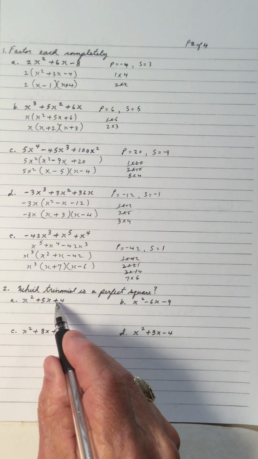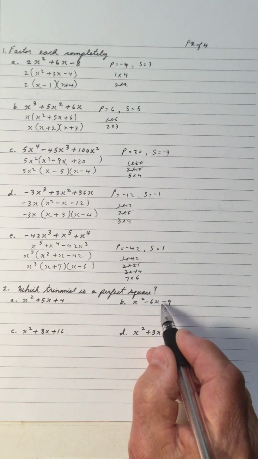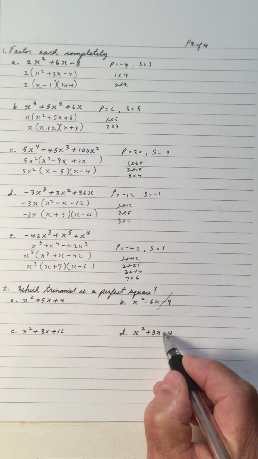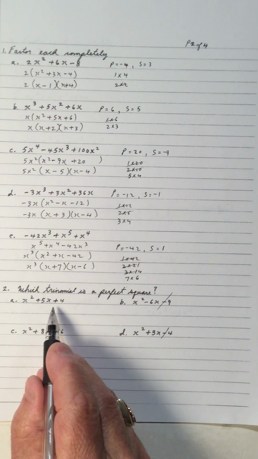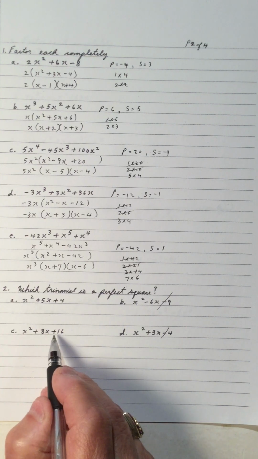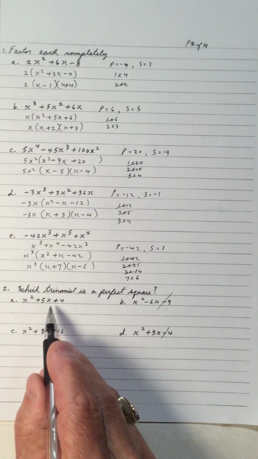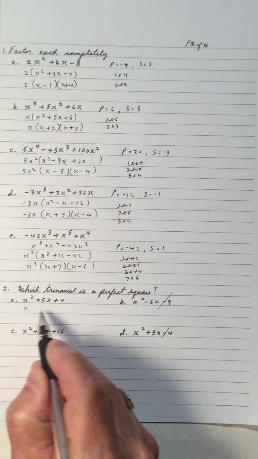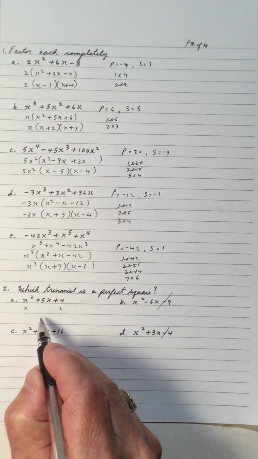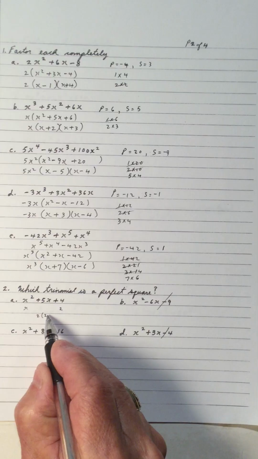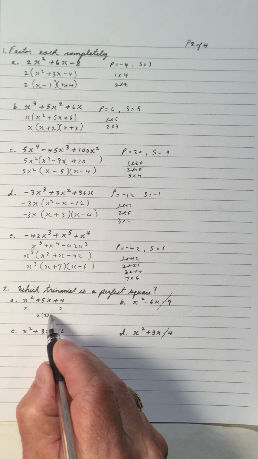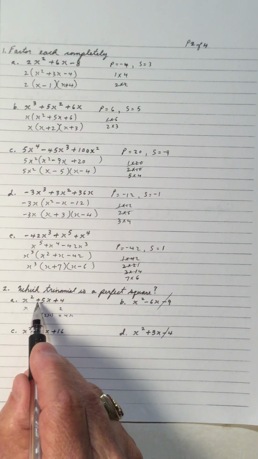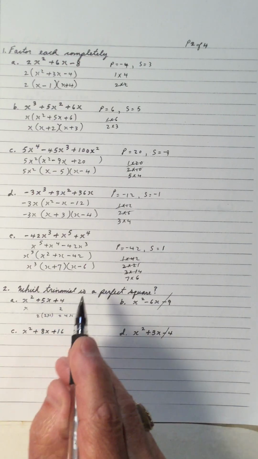This number has to be a plus, so this is not a perfect square because that's a minus, and that's not a perfect square. So to be a perfect square, the first thing you look for is a plus at the end. If it has a plus at the end, then you look at the square root of x squared, which is x. The square root of 4 is 2. So if you double their product, the product of 2 and x is 2x, doubled is 4x in the middle. So this can be a plus or a minus.